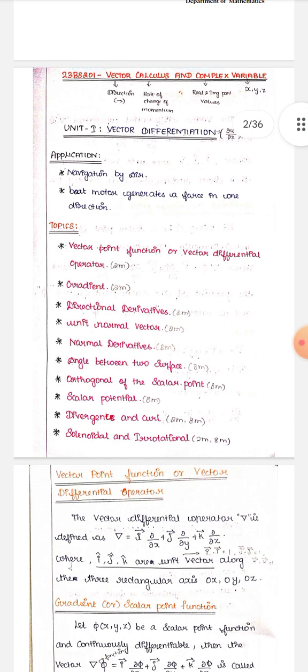The first topic is vector point function or vector differential operator. Second one, gradient. Third one is directional derivative. Fourth one, unit normal vector. Fifth one, normal derivative. Sixth one, angle between two surfaces. Seventh one, orthogonality of the scalar point function. Eighth one, scalar potential. Ninth one, divergence and curl. Tenth one, solenoidal and irrotational.